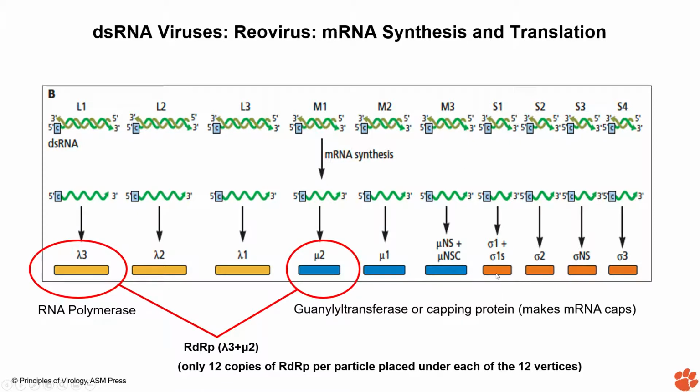Here, sometimes you have a different start of translation that can make multiple proteins. That's one of the important things that you can see. One thing is that you have 1, 2, 3, 4, 5, 6, 7, 8, 9, 10. A reovirus can maximally have 12 copies of RNA-dependent RNA polymerase, which are placed under these 12 vertices. And they can only have 12 segments of double-stranded RNA. They cannot have more than that. And that could be a trick question.